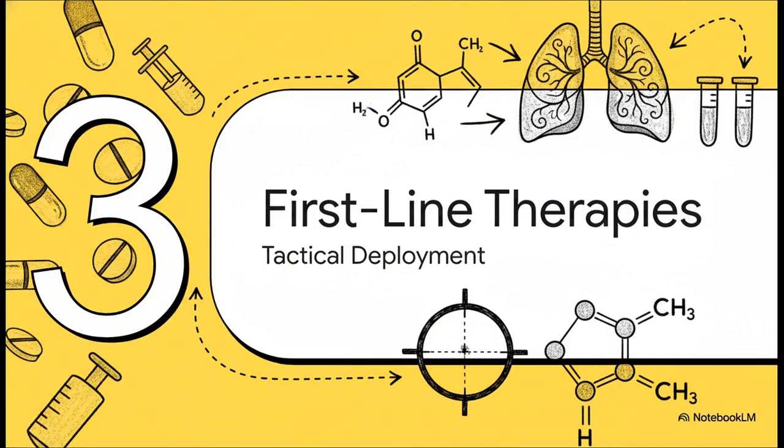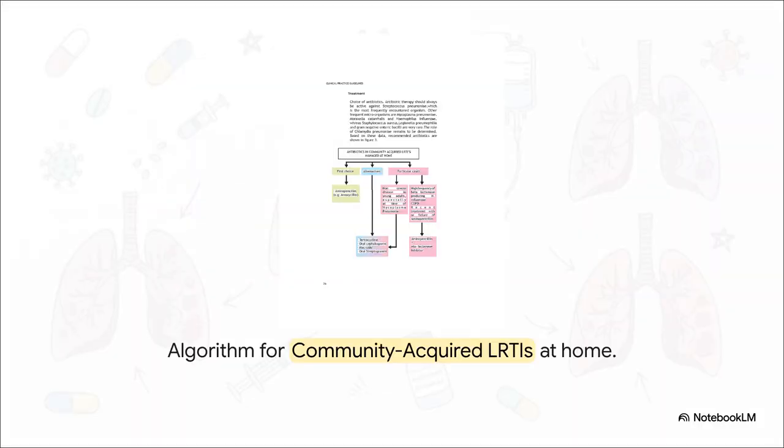Section 3, first-line therapies and dosages, tactical deployment. Okay, looking at the clinical algorithm for home-managed community-acquired pneumonia, when we're fighting standard threats like Streptococcus pneumoniae, we rely heavily on aminopenicillins, like amoxicillin, as our primary strike. It's effective, it's targeted, and it's oral, making it absolutely perfect for outpatient victories.